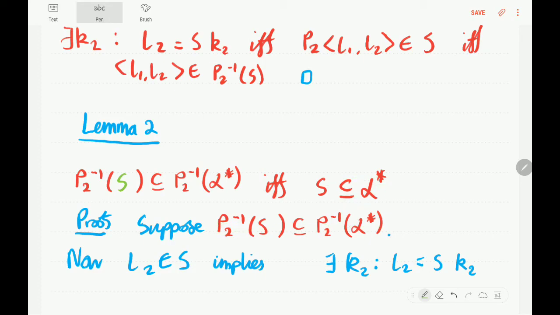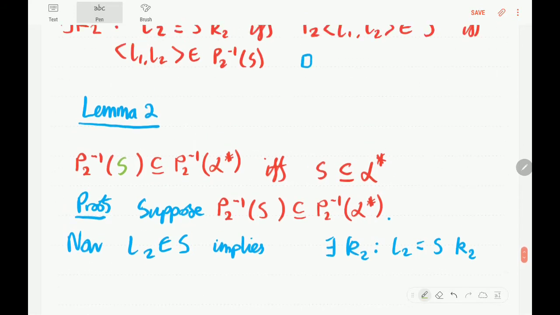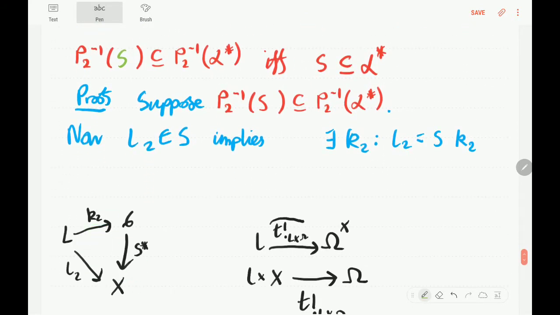So we'll suppose the left-hand side: suppose the pullback of S along P2 is contained in the pullback of alpha star along P2. And then we want to show that S is contained in alpha star. So we're going to suppose we have a general arrow L2 in S, and then we want to show that L2 is also in alpha star, and that'll prove the right-hand side. So suppose L2 is in S. Well, then that obviously means that there exists a K2 such that L2 equals S after K2. And so we have a triangle like this.